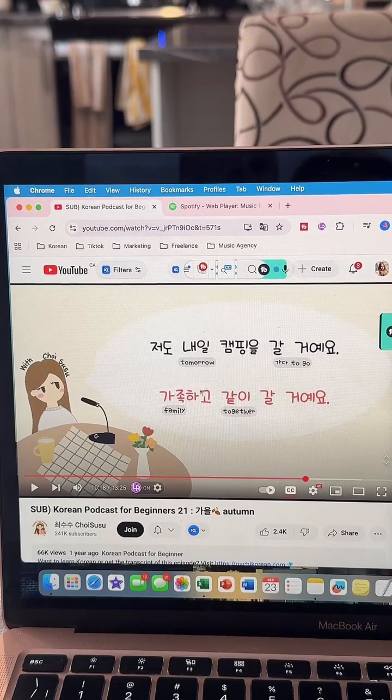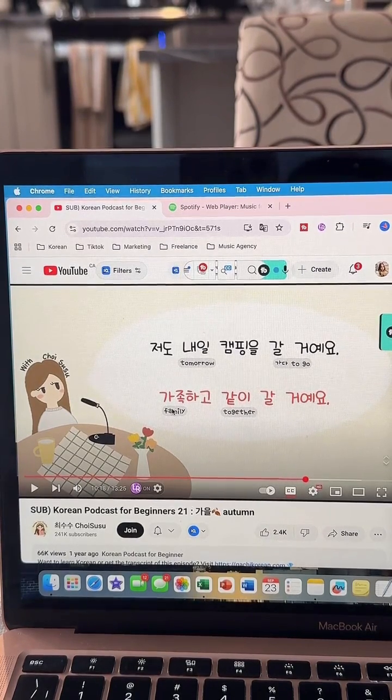So let's quickly do this one down below. 가족하고 같이 갈 거예요. So 가족, what does 가족 mean? Comment down below what 가족 means. If you want to try and guess what 가족하고 would mean as well, comment down below the answer, either of just 가족 or 가족하고. Comment down below if you guys know the answer of that word. I'm going to give you the answer very, very soon. So comment down below. If you guys know the answer, I'm going to give you 5, 4, 3, 2, 1.